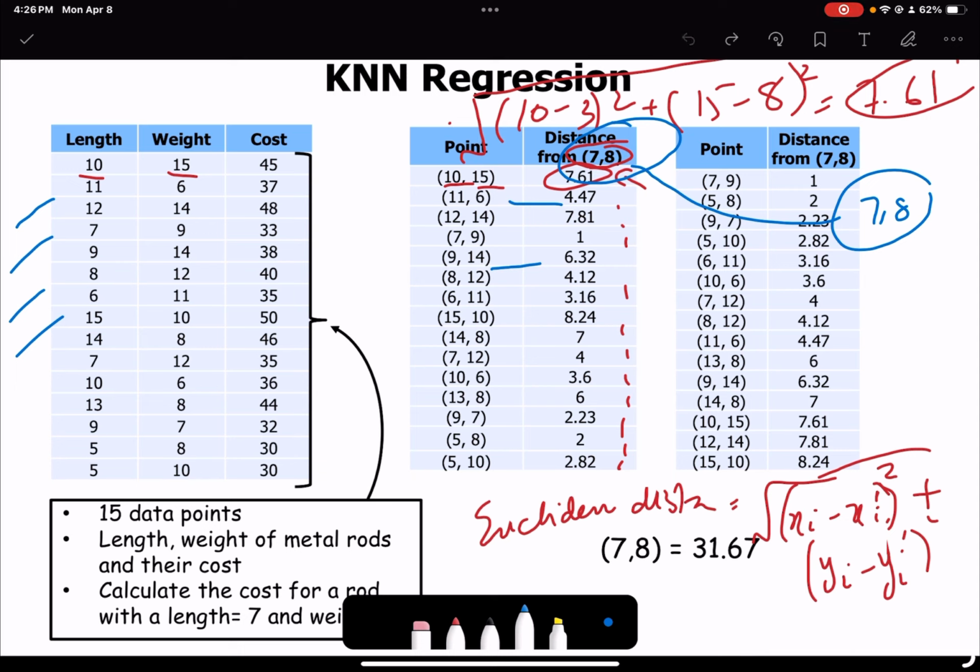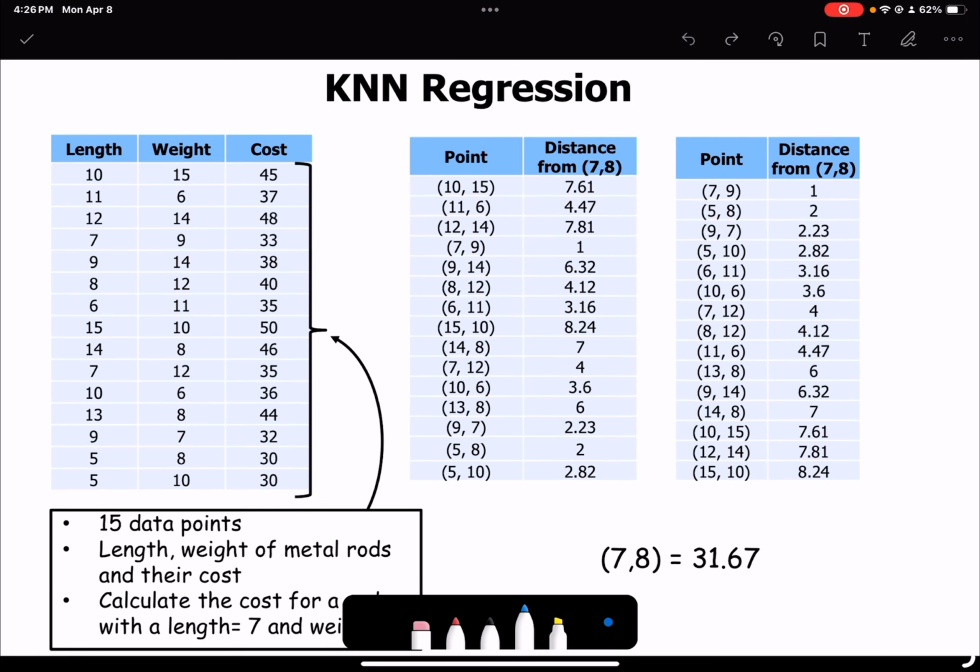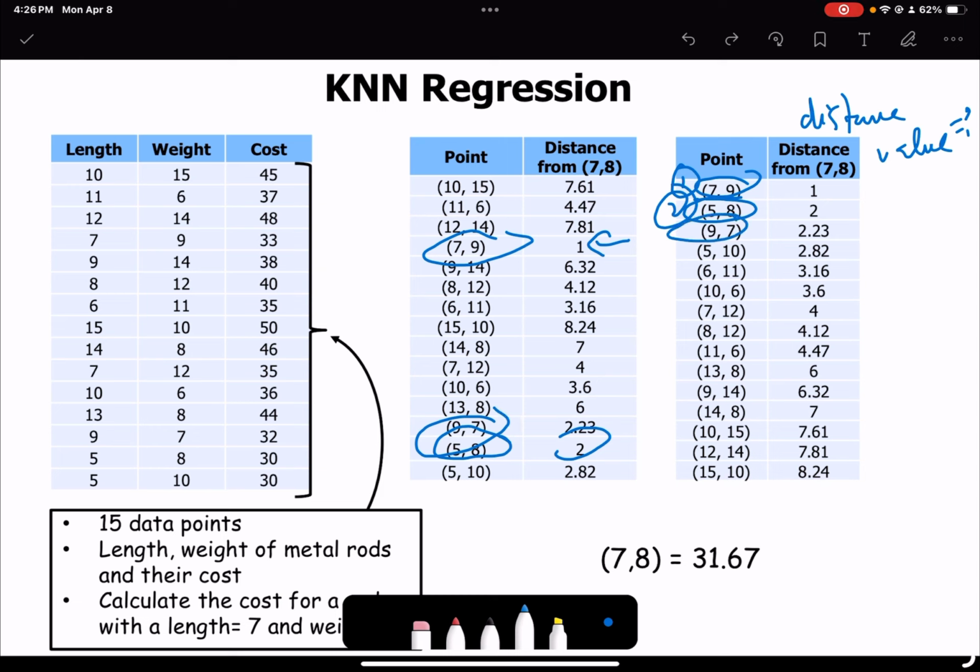The first step is to select your K and then estimate the distance of all the data points, then arrange them in increasing order of distance values. So the lowest is 1, the data point is 7 and 9. The next is 5 and 8. And the third data point with the lowest distance is 9 and 7. So we are considering these 3 data points.